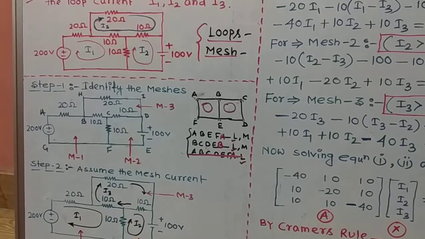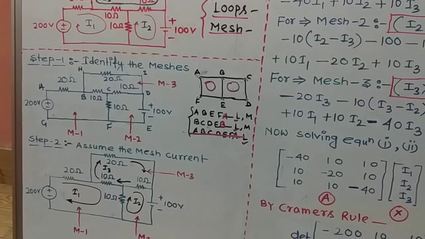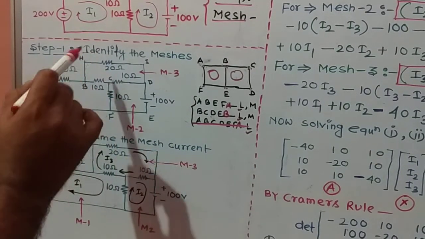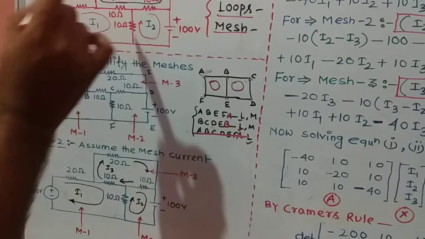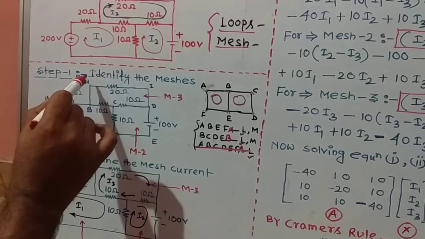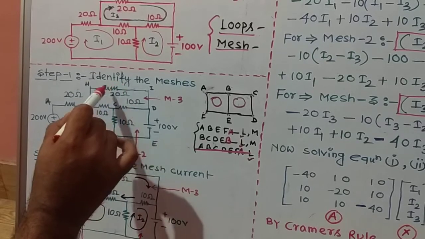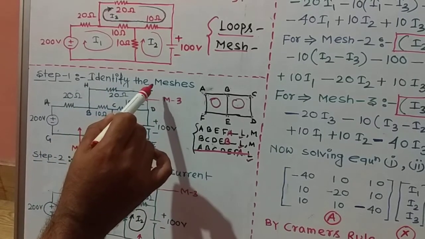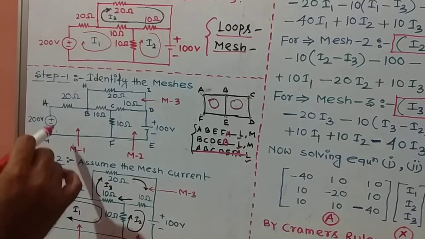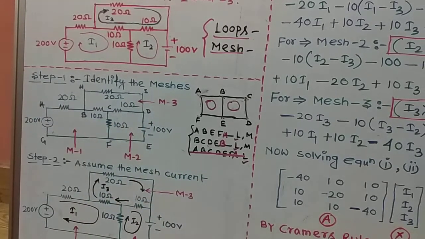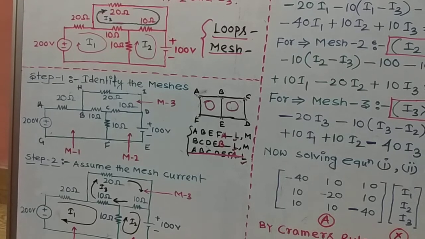Now coming back to the numerical problem. Step number 1: whenever you have to do this type of analysis, you must start by finding the meshes first. So here this is mesh 1, this is mesh 2 and this is mesh 3. I have indicated them in red.